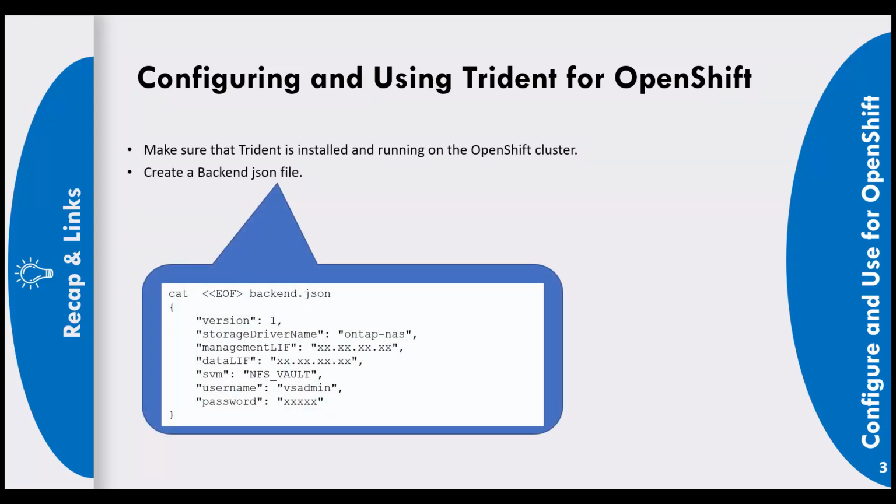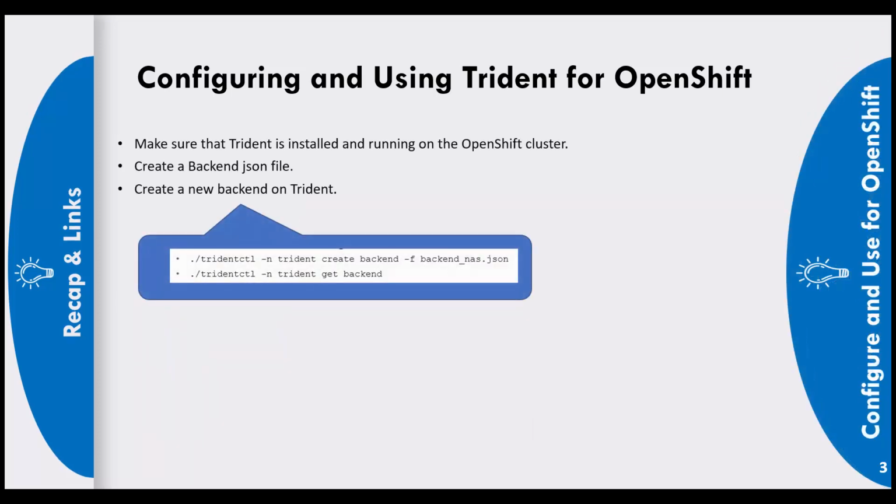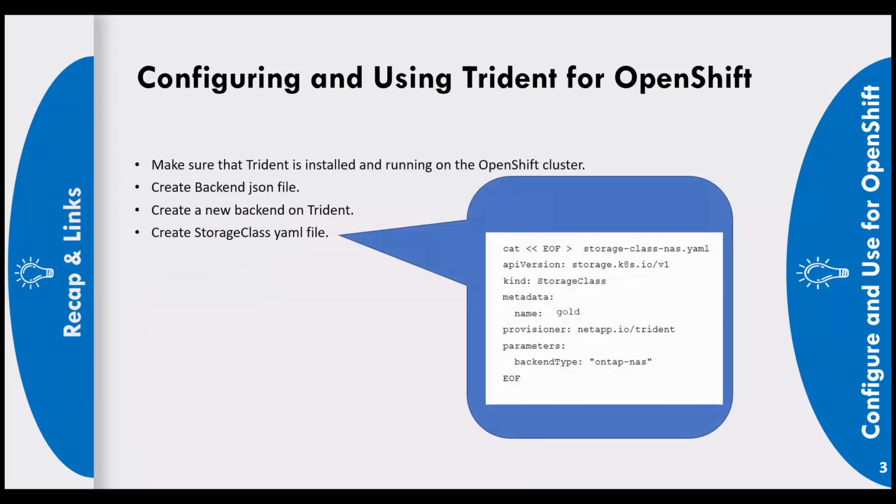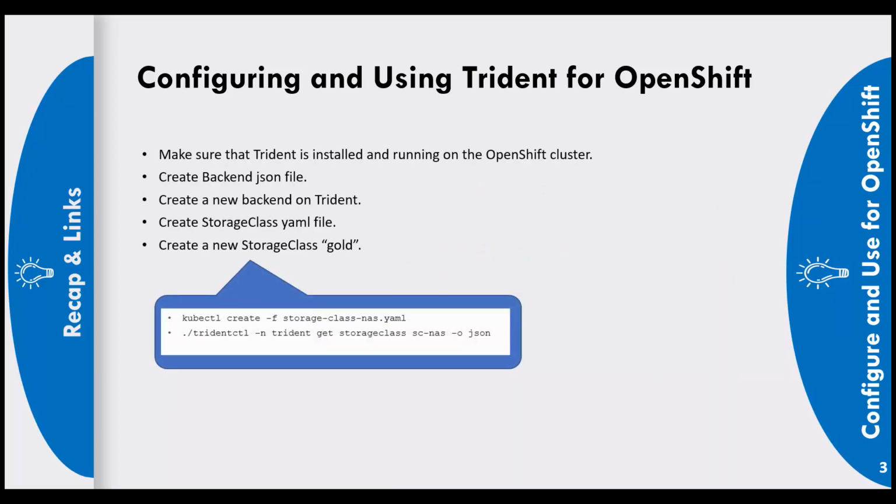Create a backend JSON file with the required parameters. Using the backend JSON file, create a new backend on Trident. Create the storage class YAML file with the required parameters. Using the storage class YAML file, create a new storage class.